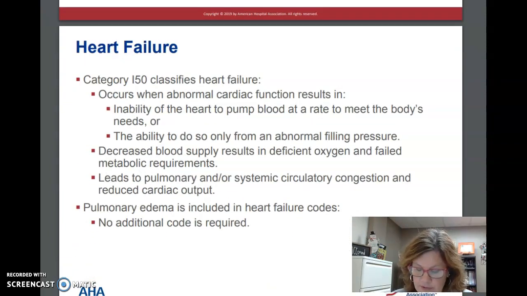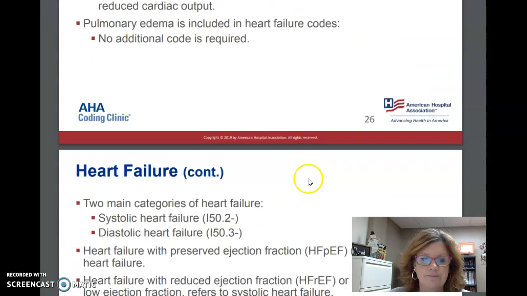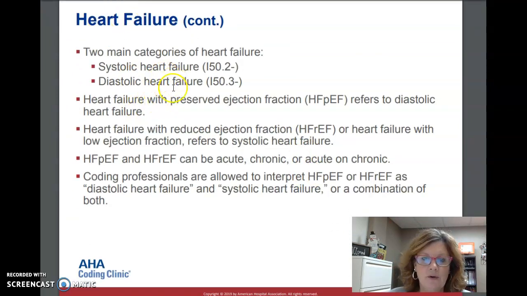Okay, so heart failure is the next one. So with heart failure, it's I50. It occurs when the abnormal cardiac function results in the inability of the heart to pump blood at a rate to meet the body's needs. Okay, so one thing to remember, pulmonary edema is included in heart failure codes. So if my little scenario states patient has congestive heart failure with pulmonary edema, I only code the congestive heart failure.